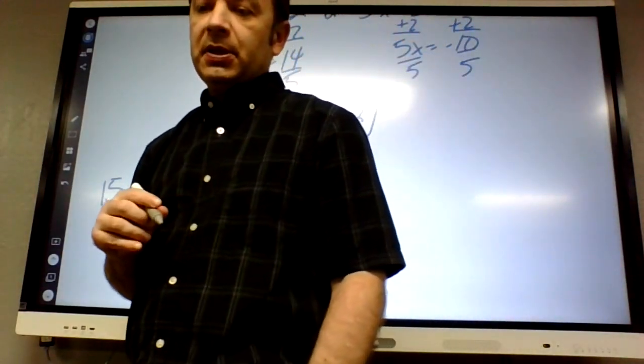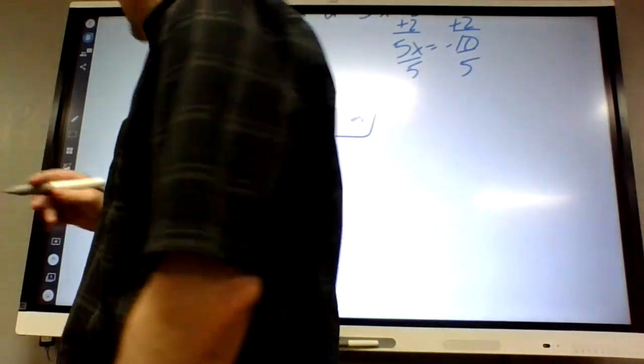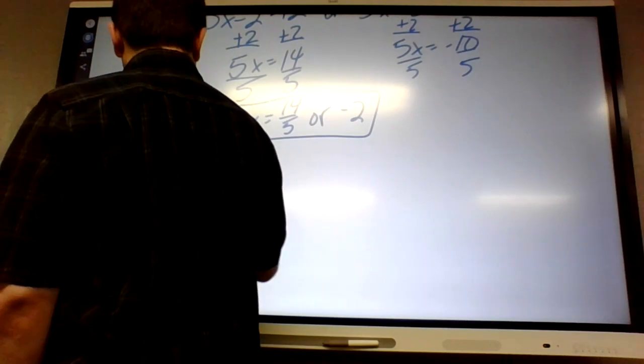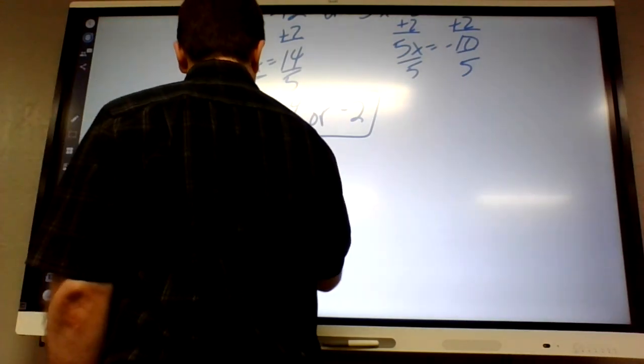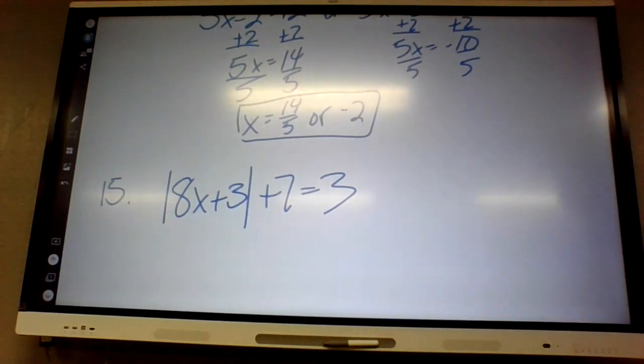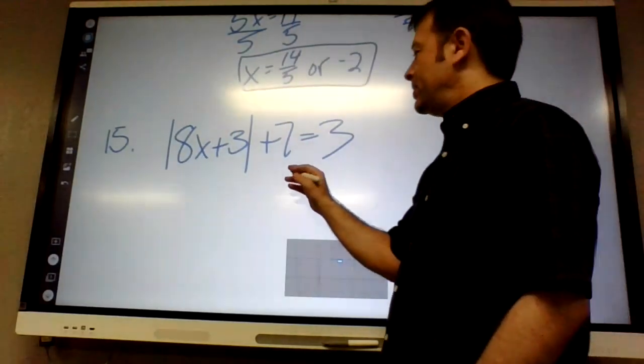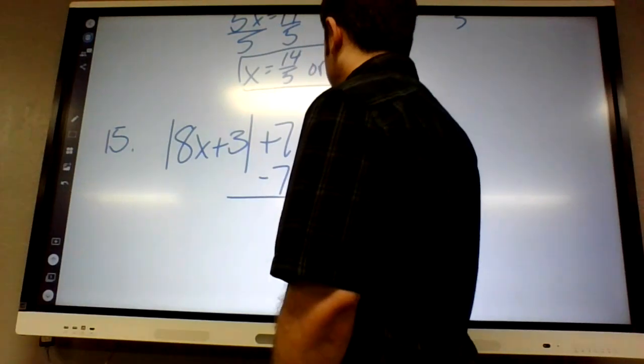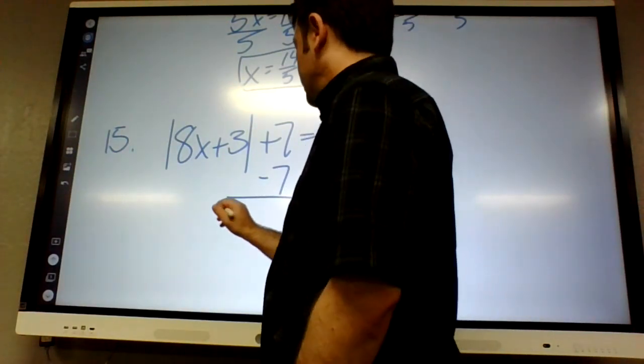Okay, 15. 8x plus 3 plus 7. All right, Willow, what do you think we should do first on this one? Minus 7. You want to get the absolute value by itself first, if it's not already.